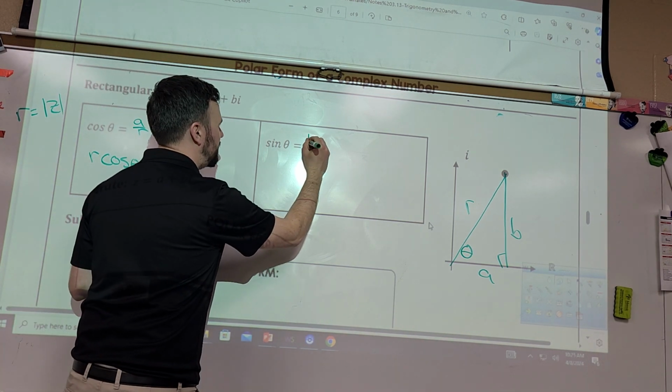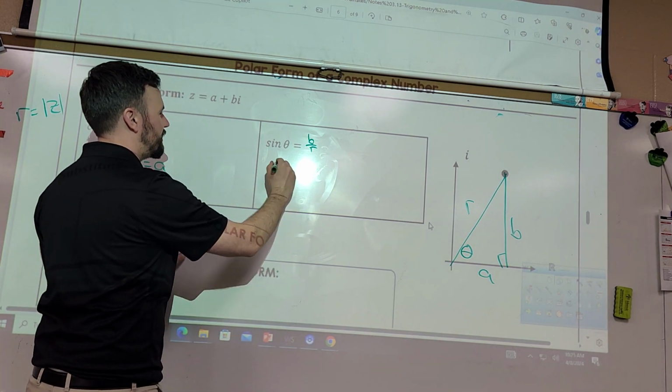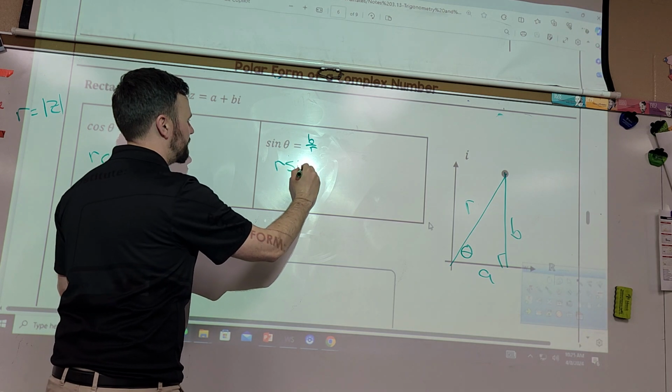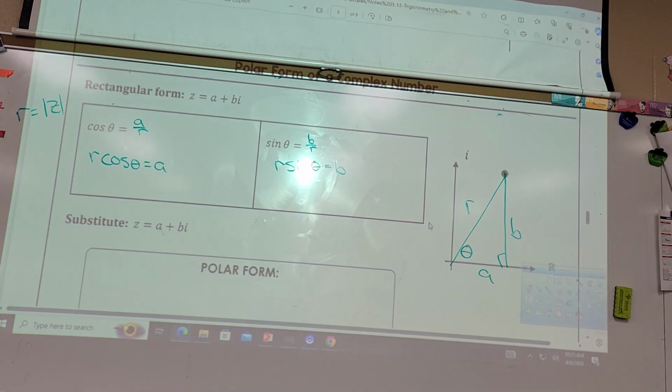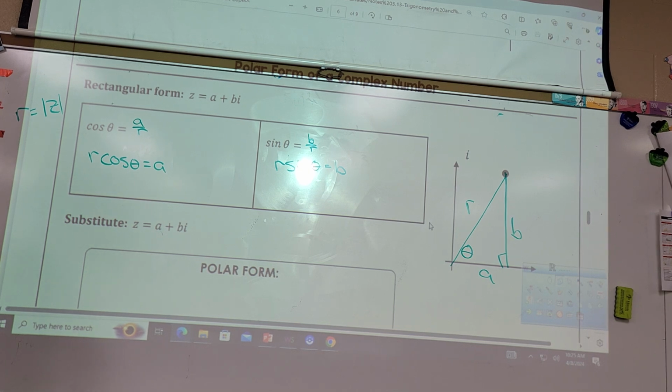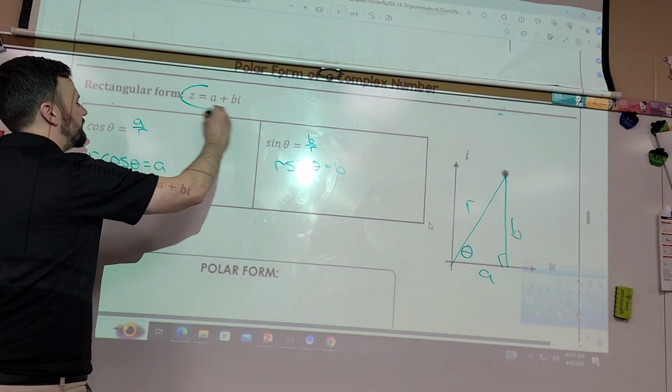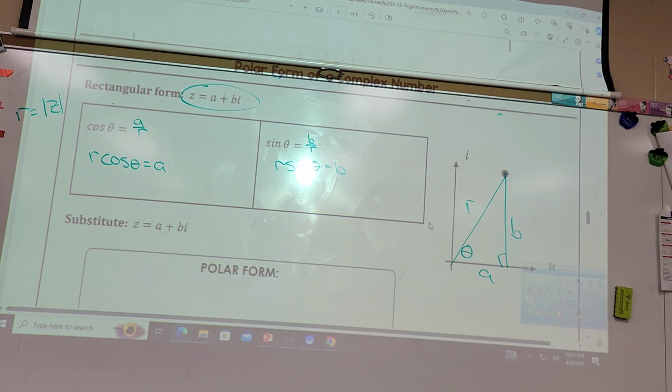Same with this one, it is B over R, right? So how do I get B by itself? There you go. That's the proof. That's a mathematical proof. We're just showing it to you in a different form. But I want you to write it in this complex form.